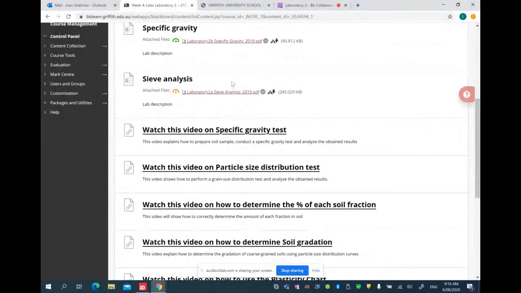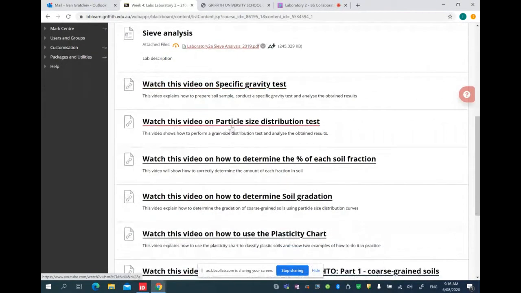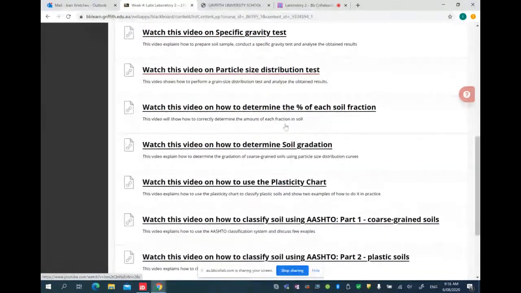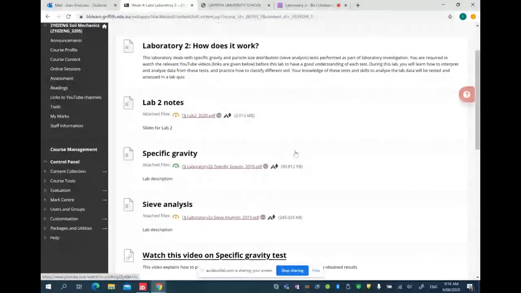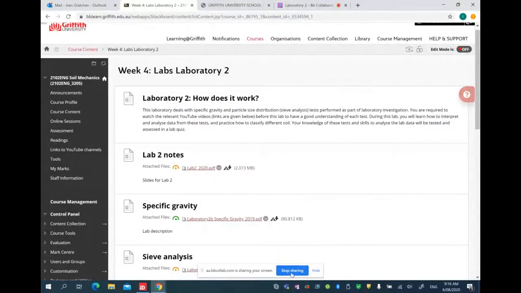This one is sieve analysis. These are the videos: this is for the specific gravity test, and this is for the particle size distribution test. These are also videos that I would like you to watch before you do your test, because they will help you a lot in determining the percentage of each fraction, and with lots of other things as well. If you have any questions, please feel free to ask.